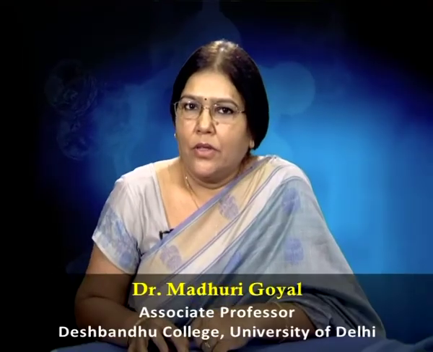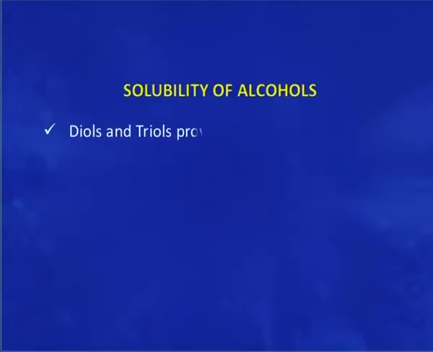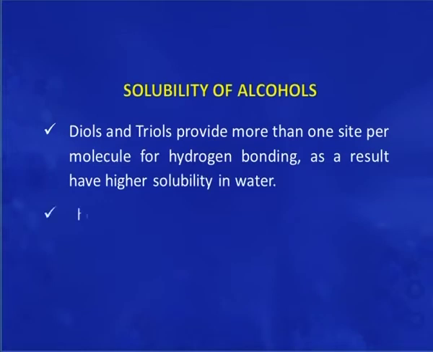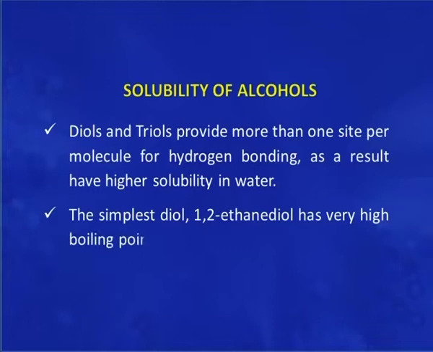Diols and triols are the alcohols having 2 and 3 alcoholic groups. Diols and triols provide more than one site per molecule for hydrogen bonding. As a result, they have higher solubility in water. The simplest diol, 1,2-ethane diol, has very high boiling point also, and that is to the tune of 197 degrees centigrade.